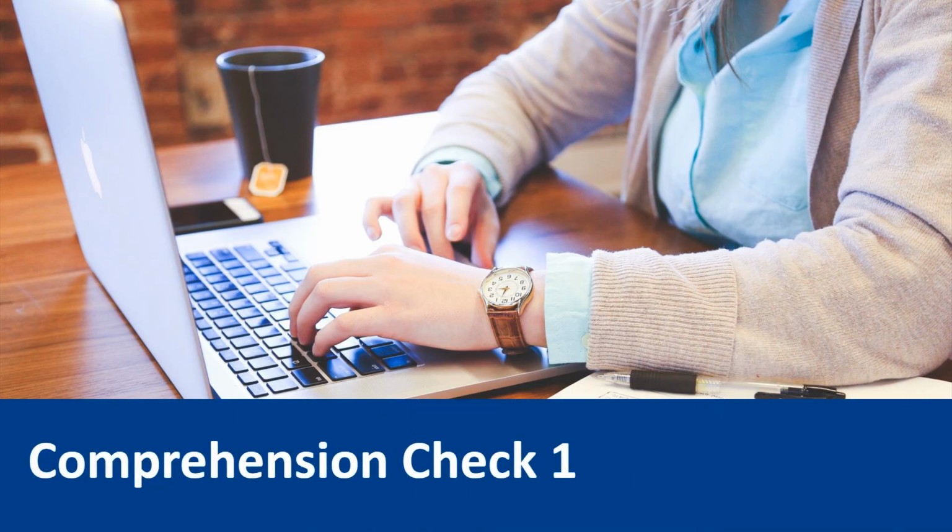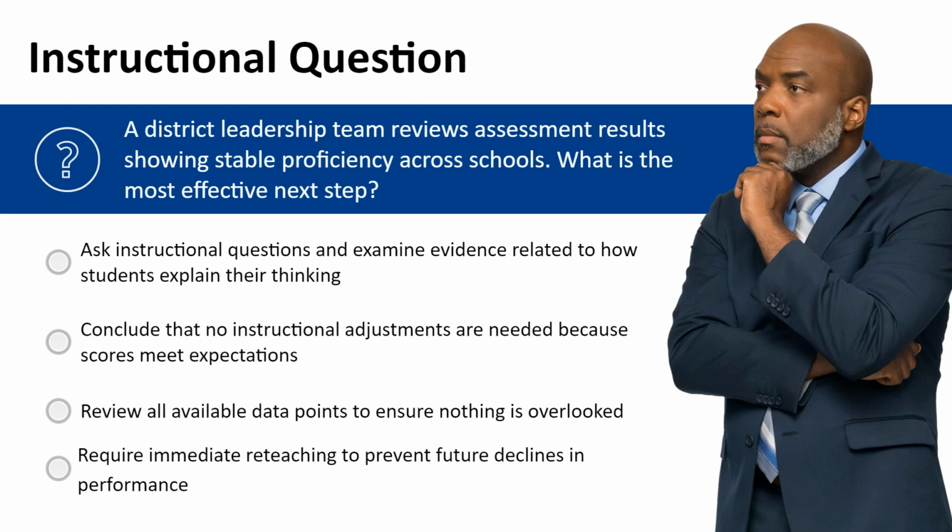Comprehension check 1. This activity checks understanding of the previous content. Select the correct answer from the options provided. You may attempt the question multiple times. Once the correct answer is selected, you will be able to continue. Instructional question. A district leadership team reviews assessment results showing stable proficiency across schools. What is the most effective next step?